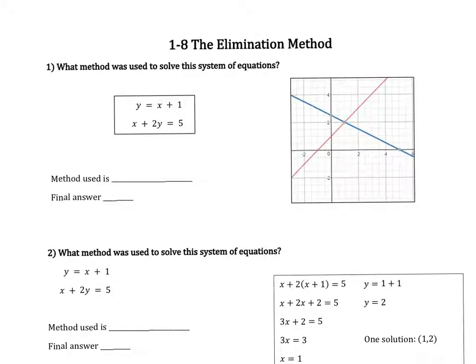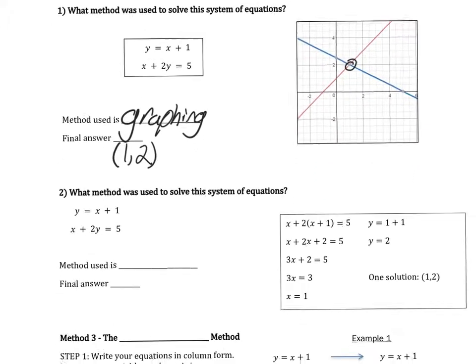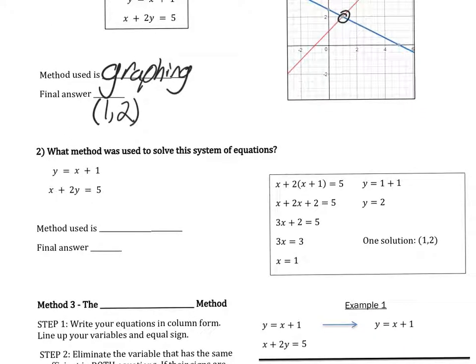Today we're going to be working on the elimination method. So very first question, what method was used to solve this equation? Well, looking at it, it looks like it was just graphed, so the method used is graphing. And my final answer is where the two lines cross, so right here, so that looks like that is at 1, 2. So 1, 2. Pretty easy.